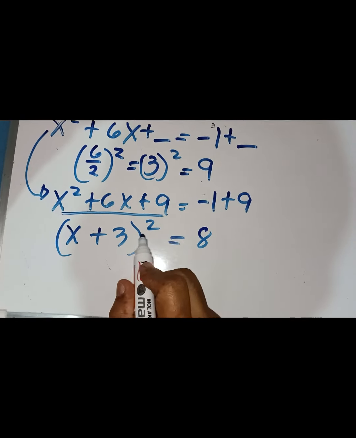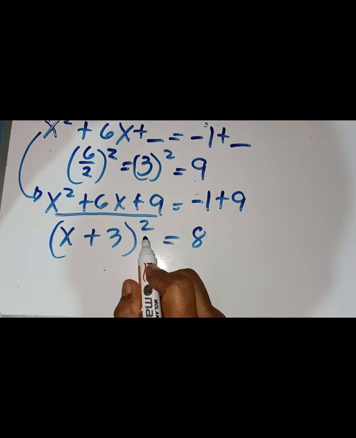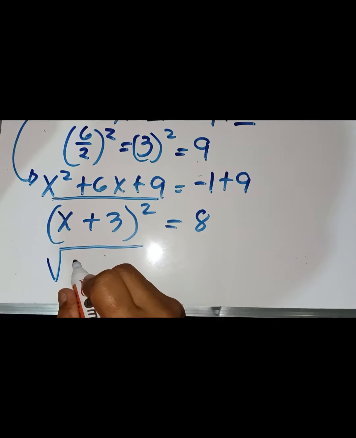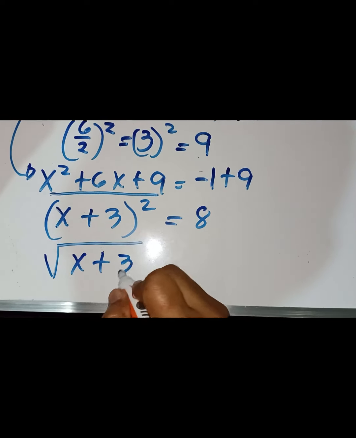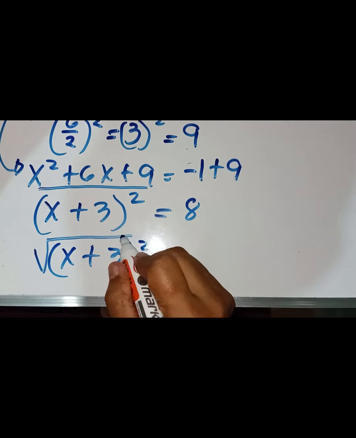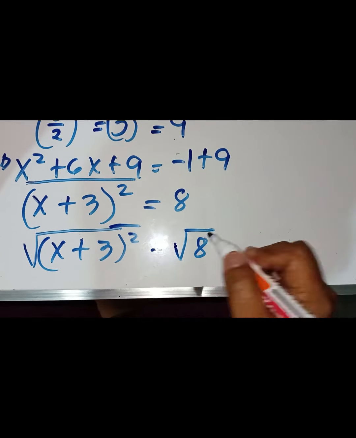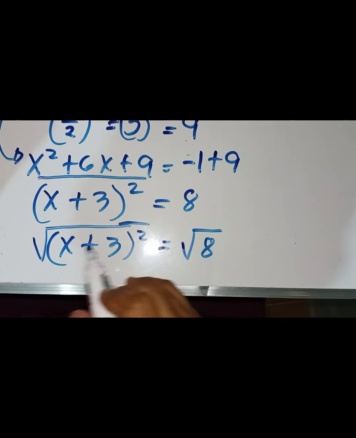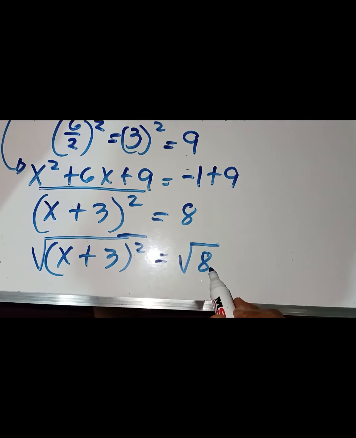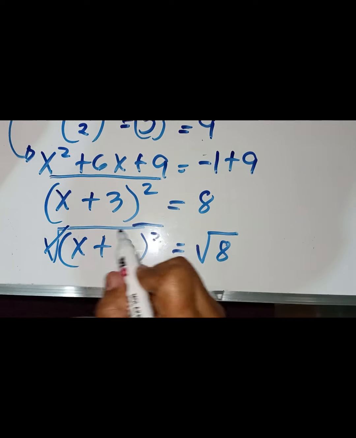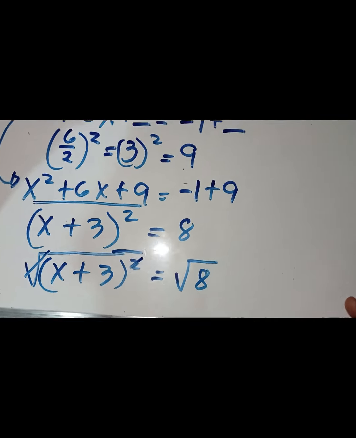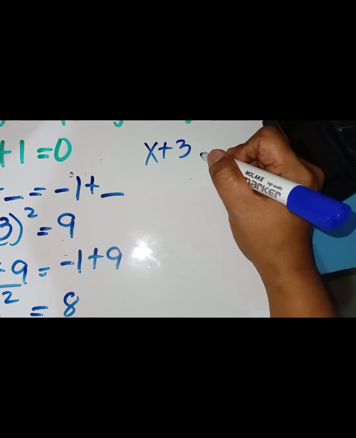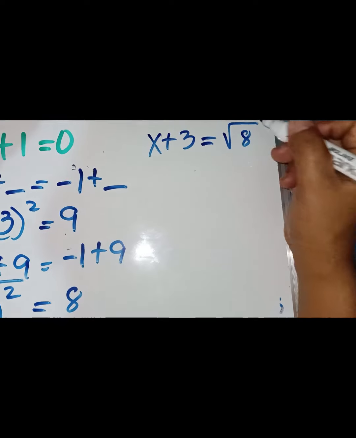Next thing to do is we take the square root of x plus 3 squared, which is equal to the square root of 8. Kailangan kung anong ginagawa natin sa kabilang equation, ganon din ang gagawin sa kabilang equation. So, this will be cancelled, and what is left now is x plus 3 is equal to the square root of 8.